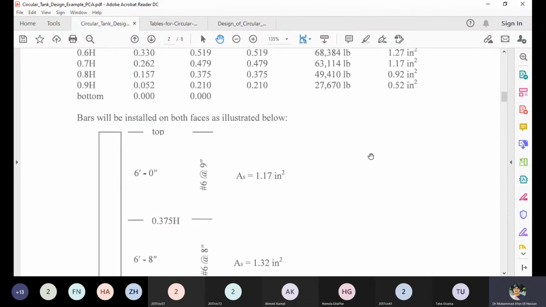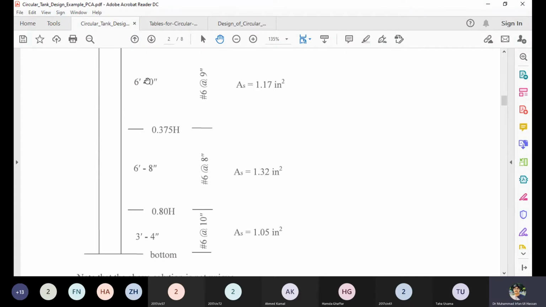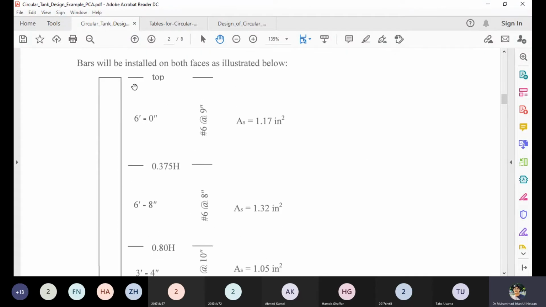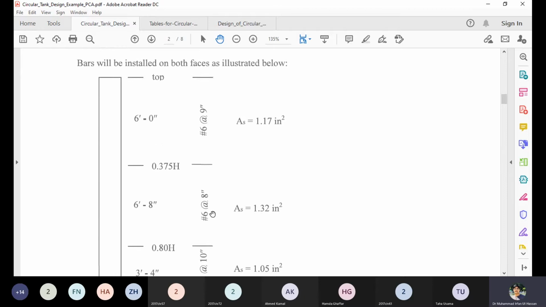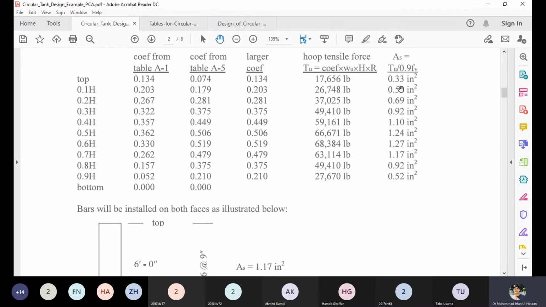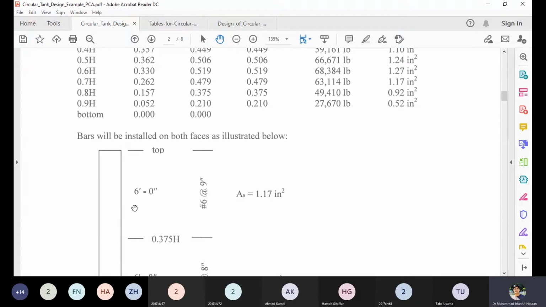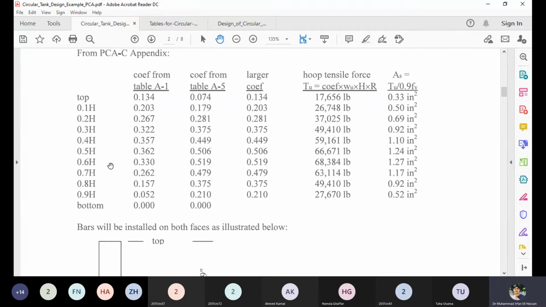But for economy, you can divide this tank into 3 segments. The top segment is up till 0.375 H. The middle segment is up till 0.8 H. The bottom segment is up to H, 0.82 H. And you will pick the maximum value. Let's say the first segment is up till 6 feet. Up till this value, you can pick the maximum value, maybe larger than 0.92.